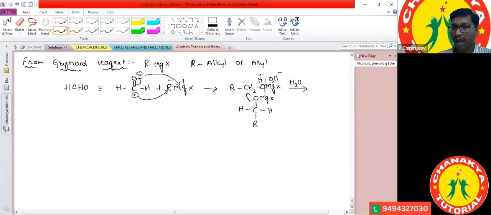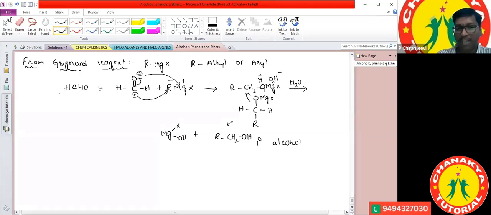Okay. After adding the H plus ion, it is converted into R bond CH2 OH. So now you got a primary alcohol. What is the byproduct you are getting here? Mg bond X bond OH. So this is the byproduct. Okay. Now in this one, the product you got is a primary alcohol. So the primary aldehyde is converted into the primary alcohol.